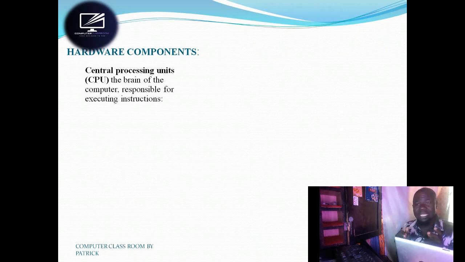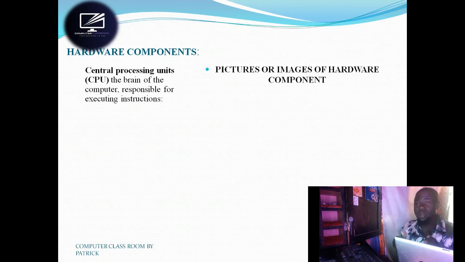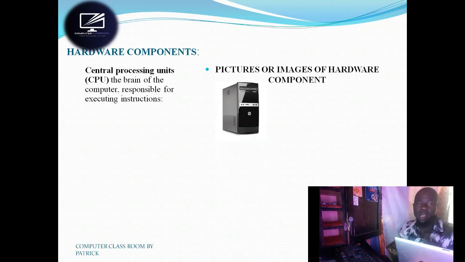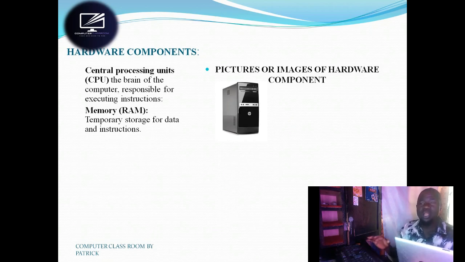The CPU is the brain of a computer. It is responsible for executing instructions. We are going to see even the picture of this CPU. Like there, we see that is the CPU. This is the CPU, and it is an HP CPU. That's a central processing unit. This is not a woofer. We have another hardware component, what we call the memory, or in bracket, RAM.